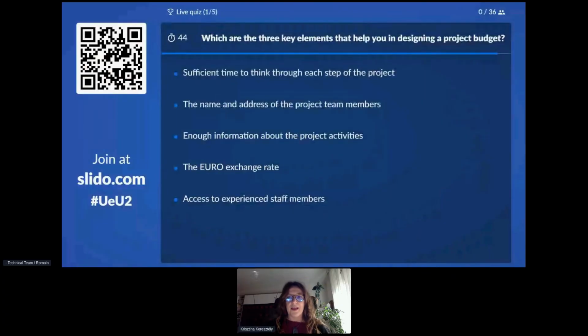So which are the 3 key elements that help you in designing a project budget? You can choose 3 elements: sufficient time to think through each step of the project, the name and address of the project team members, enough information about the project activities, the euro exchange rate, or access to experienced staff members. So please find the 3 good answers.